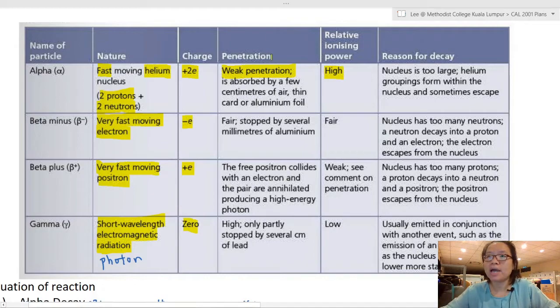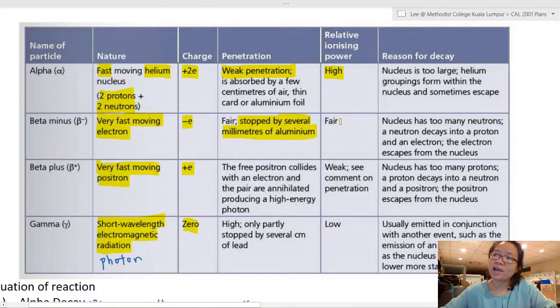So if you compare this to, let's say, beta, this one is stopped by several mm of aluminium. So it penetrates better than alpha, because alpha can be stopped by a few cm of air. So alpha will travel from my mouth to here. Stop there. Cannot even reach your camera. Not very useful unless you swallow it. Then it's a totally different deal.